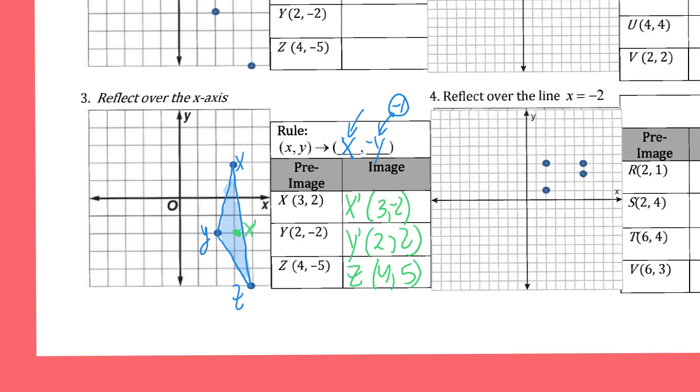It's a little hard to label these, but you should try to. 2, 2, okay, that's going to be y prime. And then z prime is going to be 4, 5. That's up here, that's z prime. And so you connect these dots.